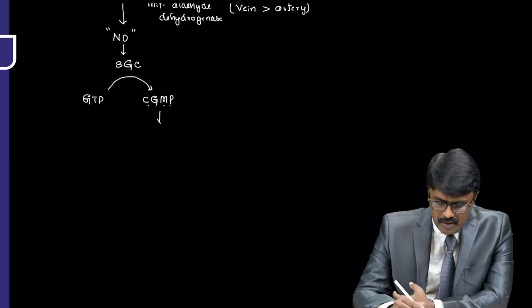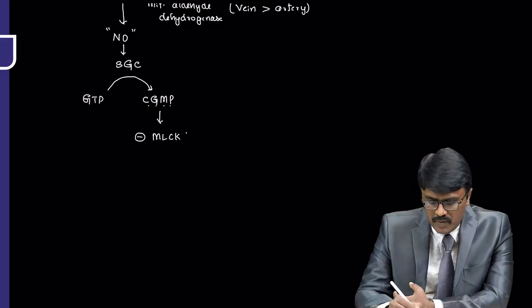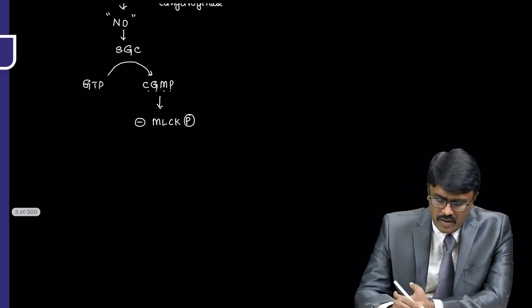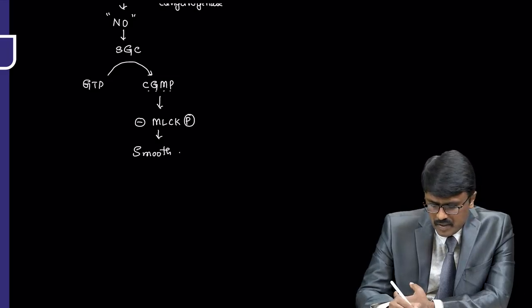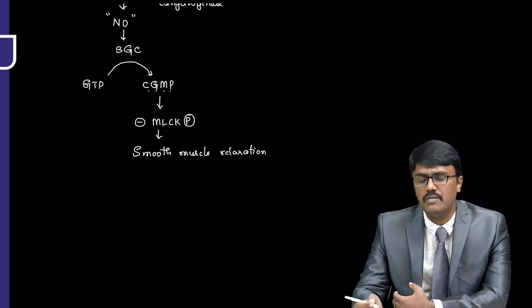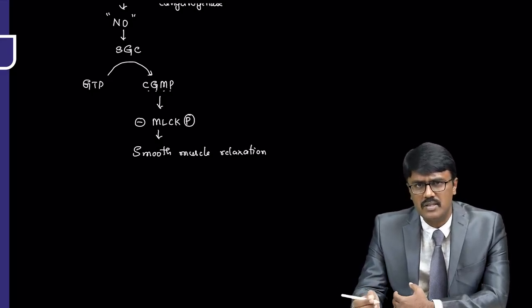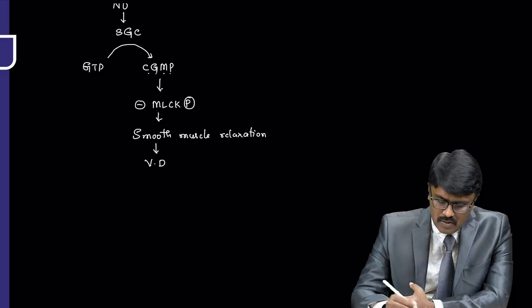Now this cyclic GMP inhibits the myosin light chain kinase. Myosin light chain kinase phosphorylation. So the phosphorylation of myosin light chain kinase is inhibited. So when you inhibit that, there is smooth muscle relaxation. Remember, it not only relaxes the smooth muscles of the blood vessel, but also smooth muscles of the intestine and other smooth muscles. So if it is a blood vessel we are dealing with, it can lead to vasodilation.